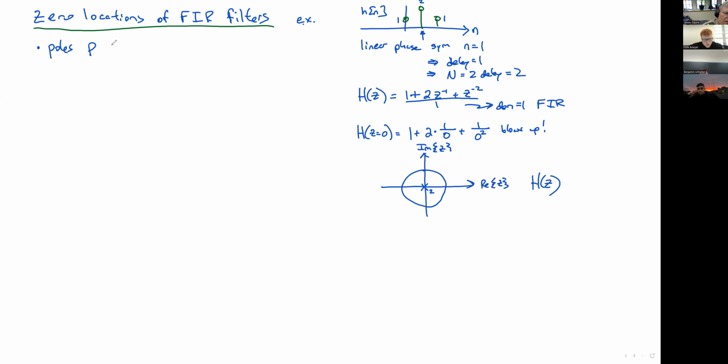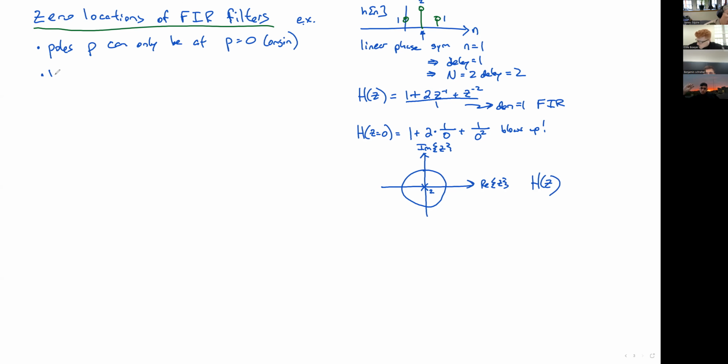So going back to what we started in the beginning, the poles can only be at z equals 0. Shoot. Let me try that again. The poles can only be at z equals 0, at the origin. If they're any place outside of the origin, it's not going to be an FIR filter because then our denominator won't be 1.